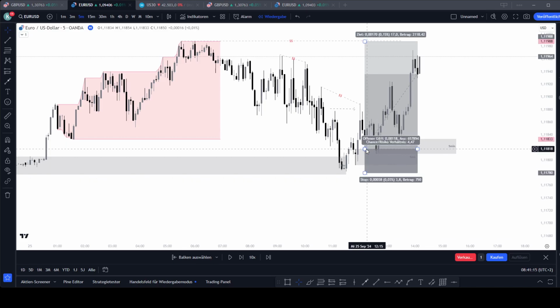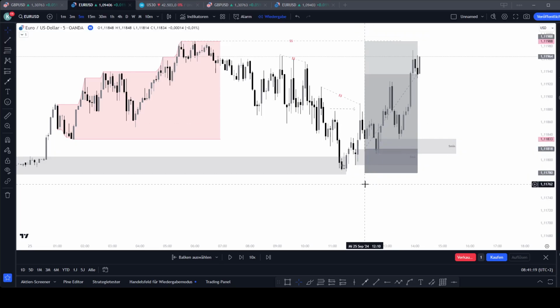Price came and tapped into this demand zone, came again and tapped again a second time. But from the first time, we're already into the trade. And since we're already into the trade, our take profit is very simple. We were targeting this level. We're targeting this level of liquidity.